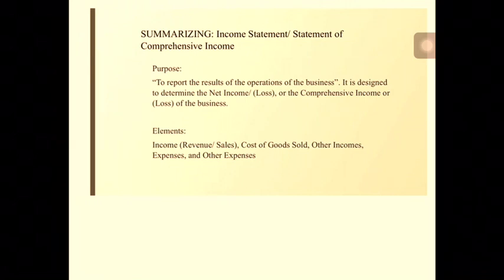Okay, so when we say income, how did we define income before? Income, diba, are the increases in the company's assets or company's capital. Okay, well, directly it affects the capital. Right, it refers to the increases in the capital. Okay, and such increase is directly attributed to the profit generation activity of the business.